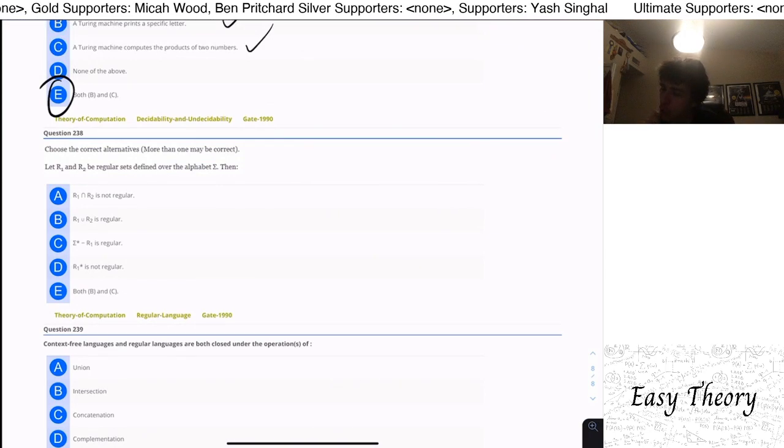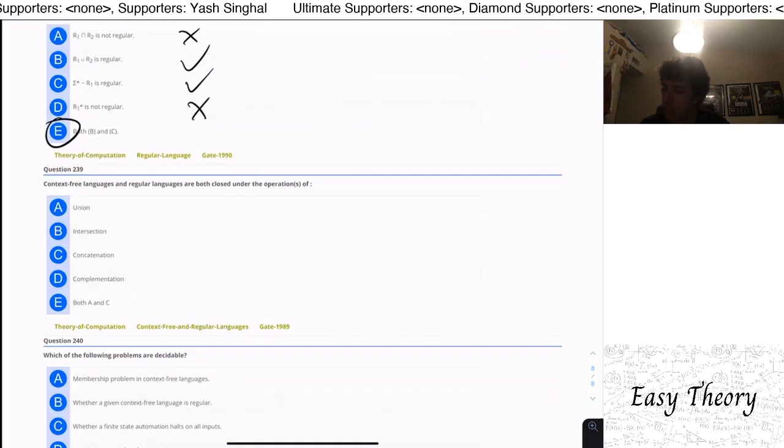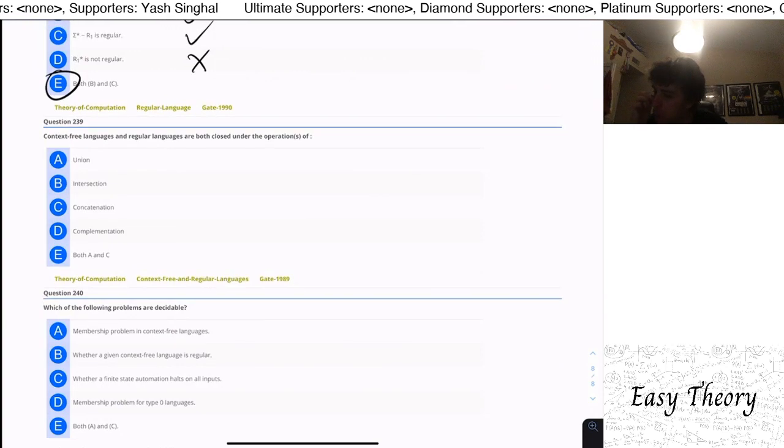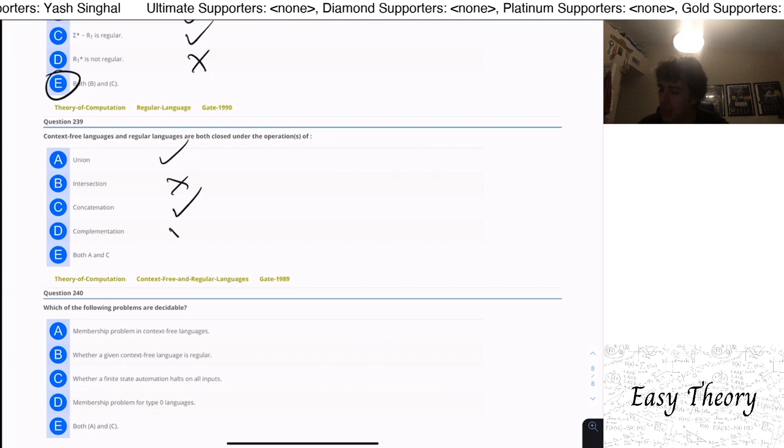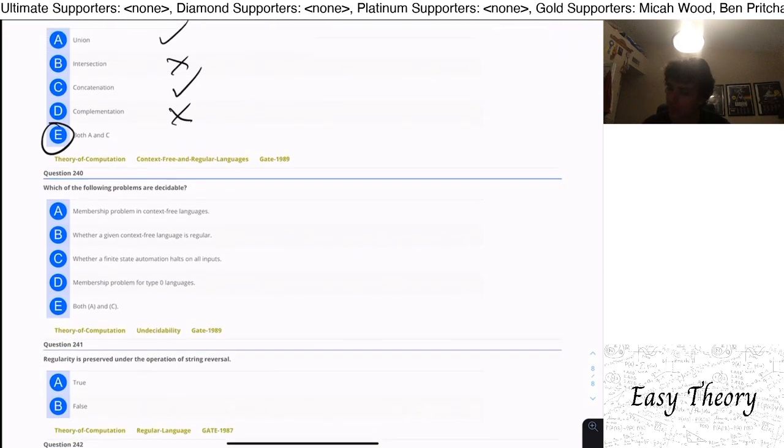Choose the correct alternatives. Let R1 and R2 be regular sets defined. Then, so this one's not true. This one is true. This one is true. That one's not true, so B and C. Context-free languages are closed under union, concatenation, but not intersection and complement. Regular languages are closed under all 4, but context-free are not.